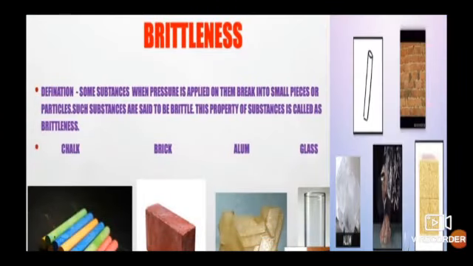Brittleness. What will happen if pressure is applied on substances like chalk, brick, alum, glass, or a Rajgiri vadi? These substances break into small pieces or particles. Such substances are said to be brittle. This property of the substances is called brittleness.